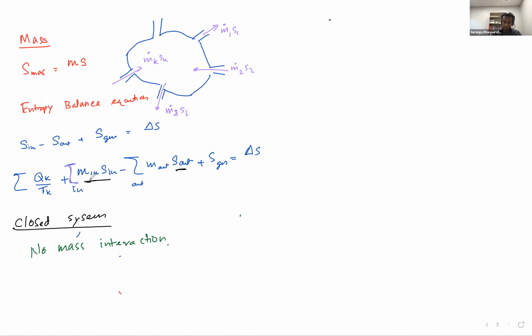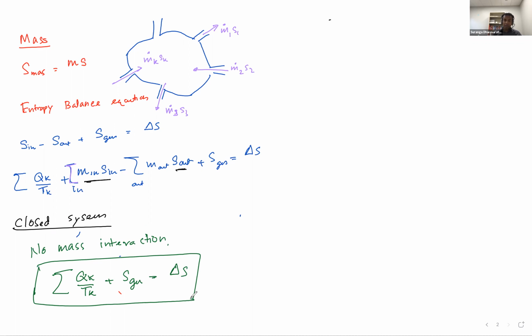Therefore, we can take out this mass entropy in and out. So we can write the sum of Qk over Tk, right? That term plus S gen equals delta S. So if you have a closed system, this is simply the entropy balance equation.